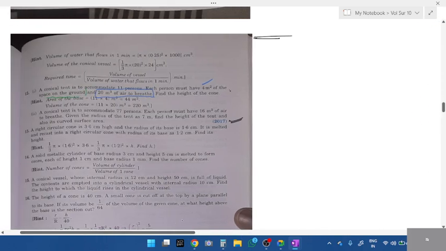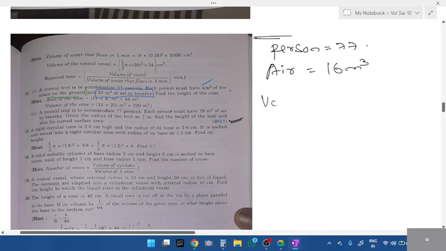Next part of the question. Look here. A conical tent accommodates, this is 2017, 77 persons. So how many persons does it accommodate? 77. Each person must have 16 meter cube of air. So air required is equal to 16 meter cube.